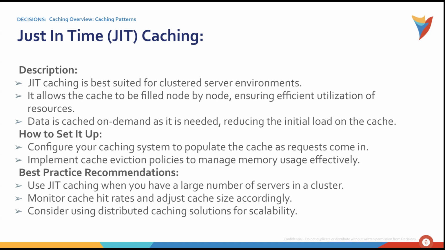For the best practice, we recommend you optimize your environment, and opt for JIT caching in environments with extensive server clusters. For performance tracking, you just keep an eye on the frequency of cache hits and tweak the cache dimensions to fit. For scaling up, think about adopting a distributed caching mechanism.